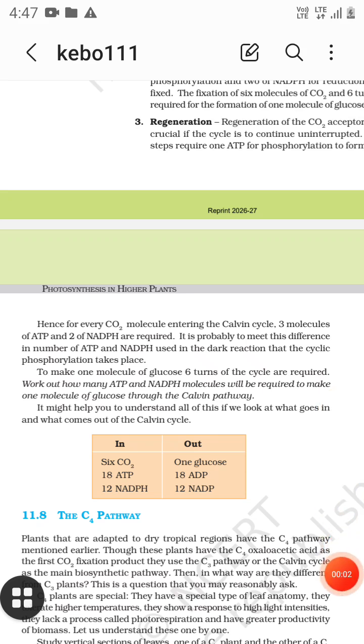So in photosynthesis, the Calvin cycle. Now, to make one molecule of glucose that contains 6 carbon atoms, 6 turns of the Calvin cycle are required. 6 turns of the Calvin cycle, that is a C3 pathway.